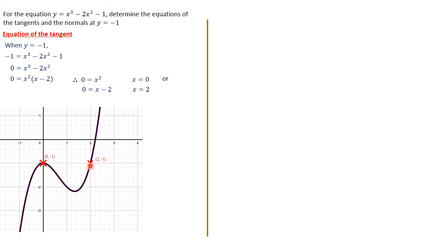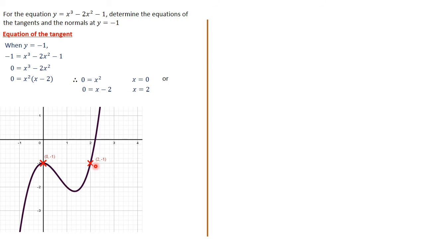Now, we have 2 points. We have the point (0, -1). The x is 0, and y is -1. So we have the first point (0, -1), which is a turning point. No wonder we have the repeated root. We had another point (2, 0), which is that particular point there.